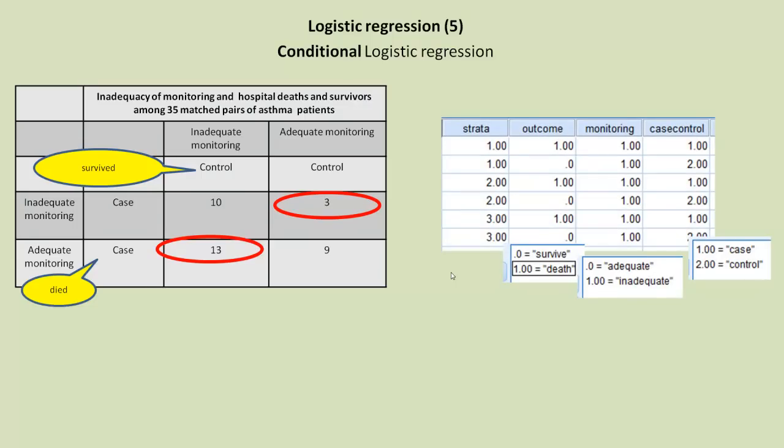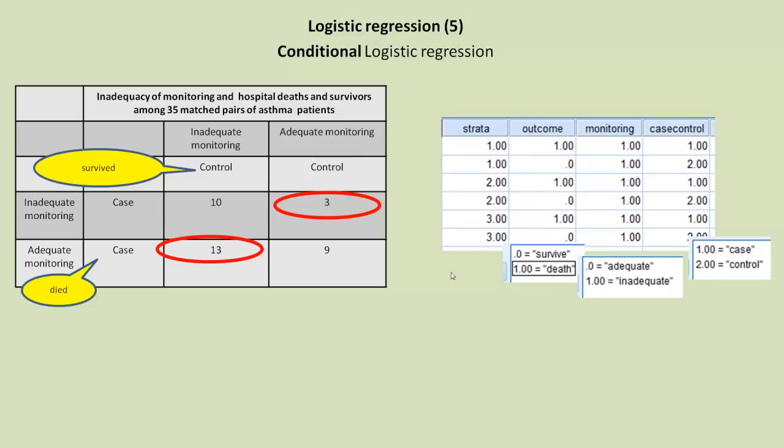How do you enter this data into SPSS? Well, here we are. We have 4 columns. This thing called strata I've introduced here, and you'll see why as we work through this tutorial. Strata is basically the pairing. This would go on for 35 pairs, so 2 1s, 2 2s, 2 3s, up to 35 times 2. Then the outcome, which is 0 equals survive, 1 equals they were dead. And monitoring, whether it was adequate or inadequate.